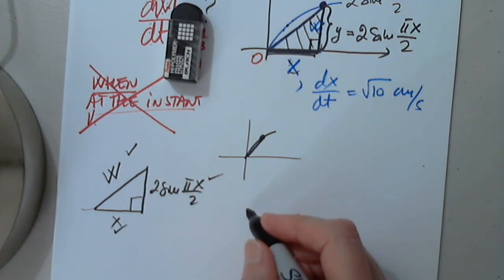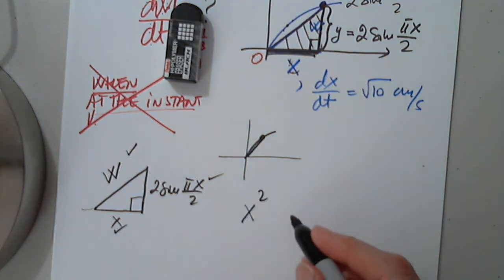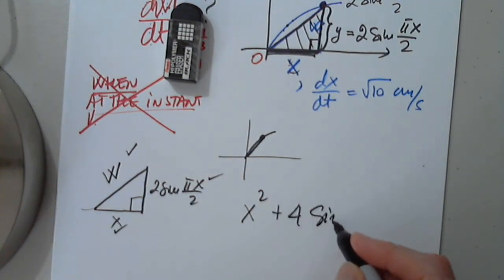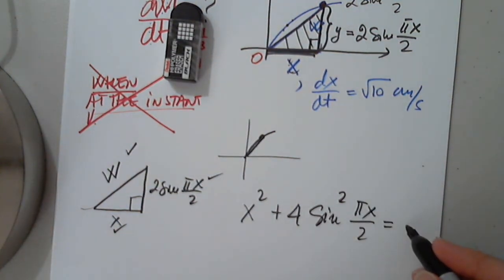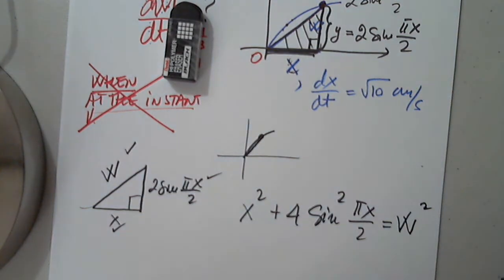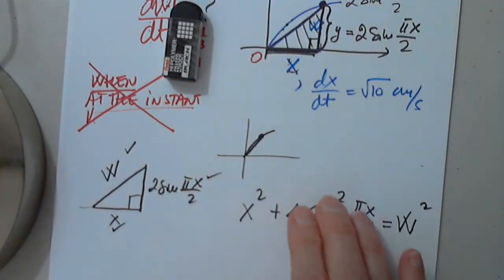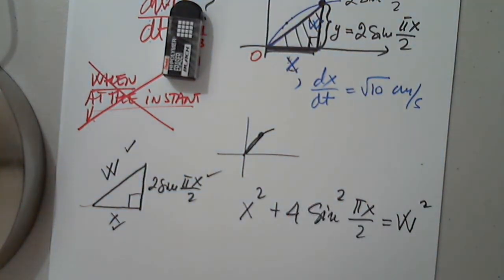x squared plus 2 sine pi x over 2 squared equals W squared. Brilliant. Why did you give it a 4 instead of a 2 there? Oh, because we have to square. When we square, we cannot pick and choose. When we have to square, we square everything. Good. What do you think I'm going to do next?